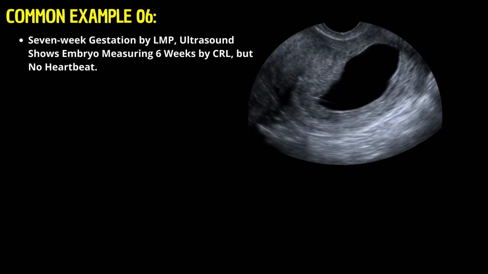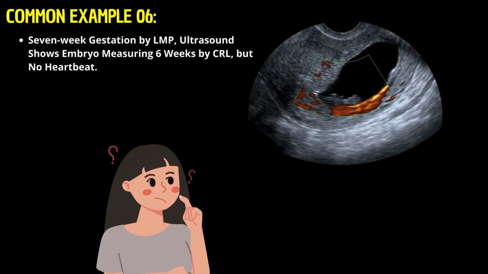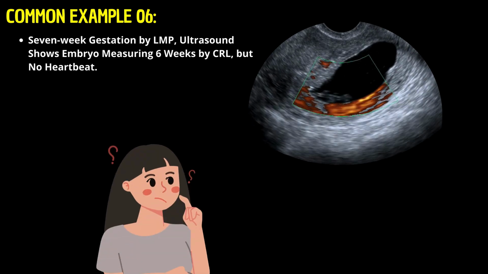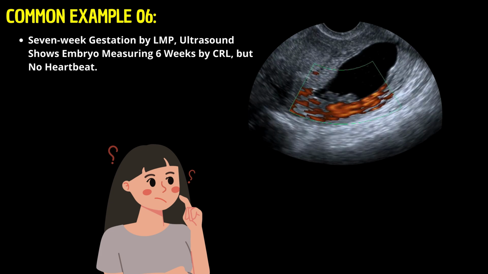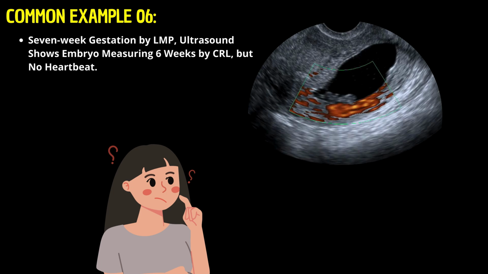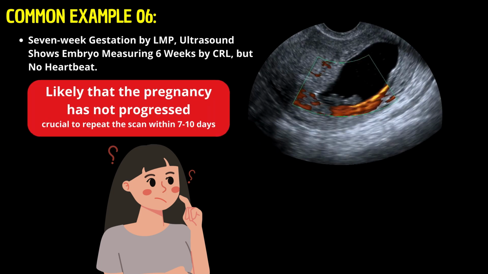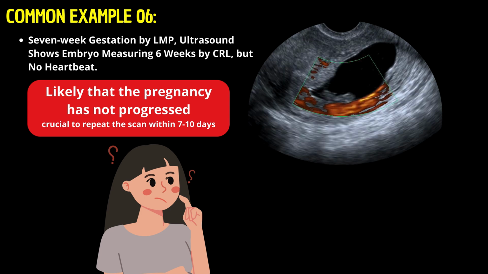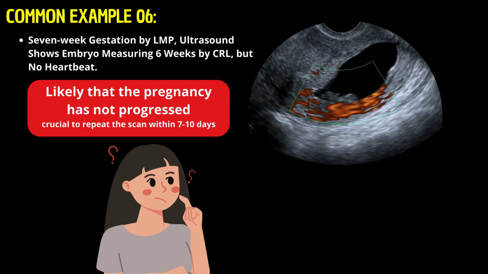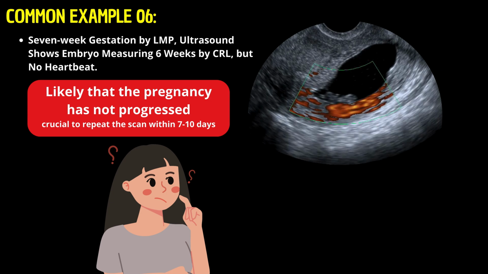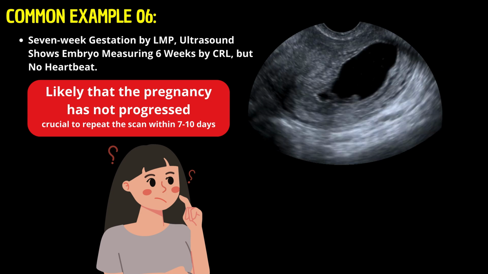Sixth common example. 7-week gestation by LMP, ultrasound shows embryo measuring 6 weeks by CRL, but no heartbeat. It is likely that the pregnancy has not progressed, but it is crucial to repeat the scan within 7 to 10 days to rule out technical issues or difficulty in detecting the heartbeat at this early stage.